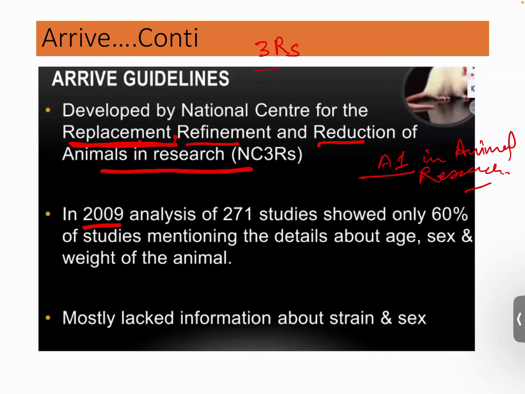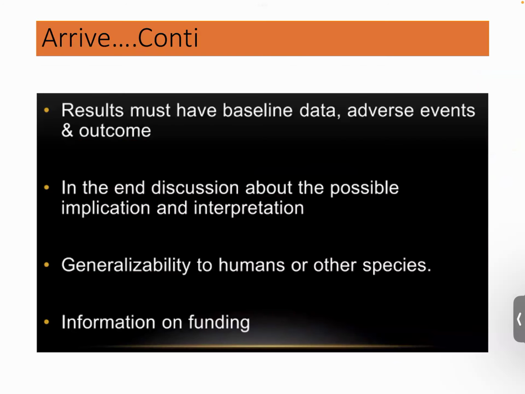So in 2009, an analysis of 2071 studies showed that only 60% of studies mentioned details about the age, sex, and weight of animals. That means they're ignoring them, treating them like guinea pigs. They are not valuing their life. And they are not even capturing information about the strain and sex, which is very, very important. The result: now what these guidelines say, the result must have baseline data, adverse events and outcome. Baseline data is when you started.